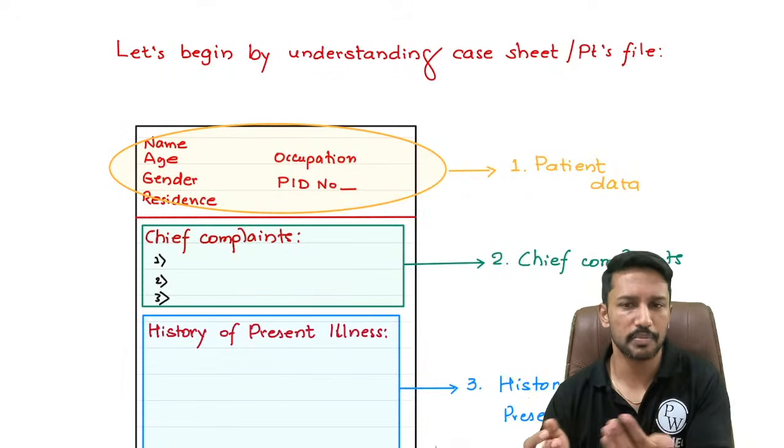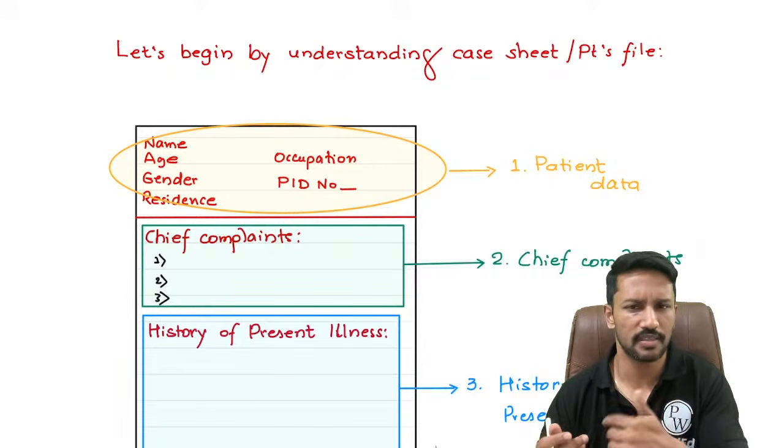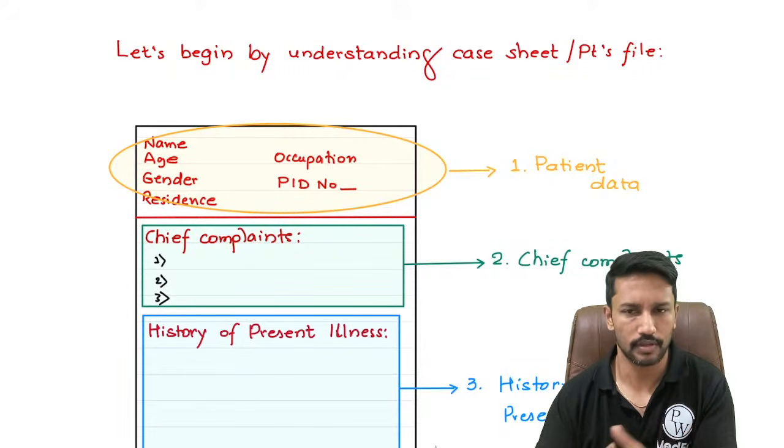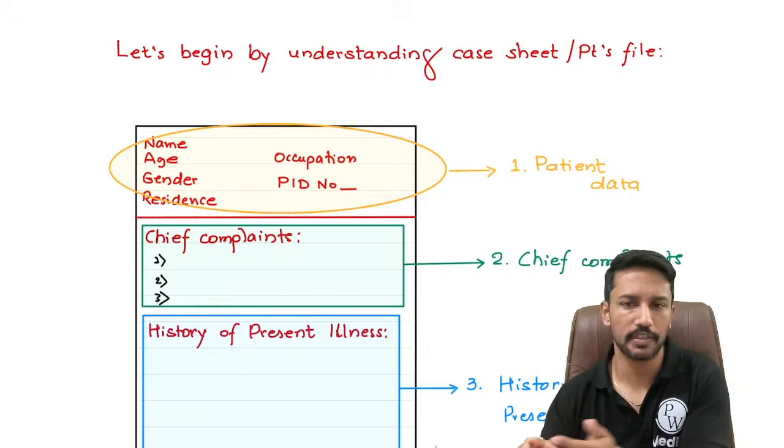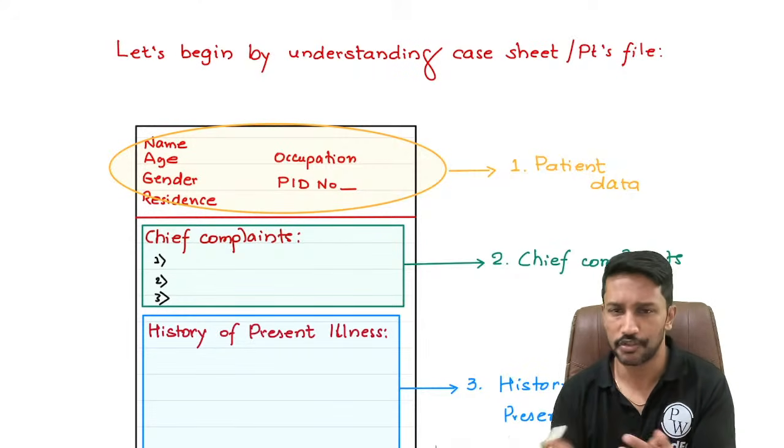If I'm suspecting a lower respiratory tract infection, I would probably require a chest X-ray and a sputum analysis. Nothing more than that. If I'm suspecting urinary tract infection, I might require a urine routine and maybe urine culture.